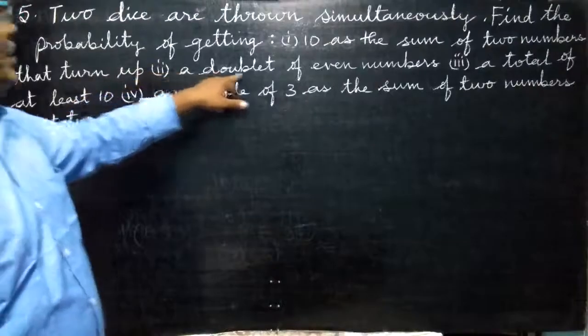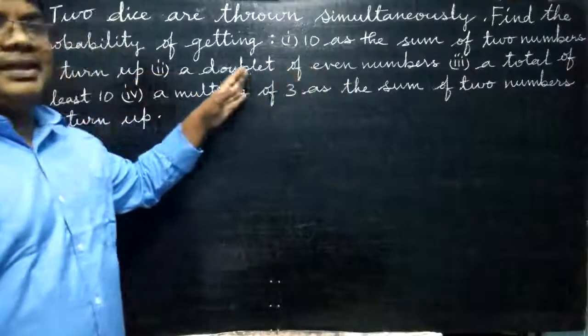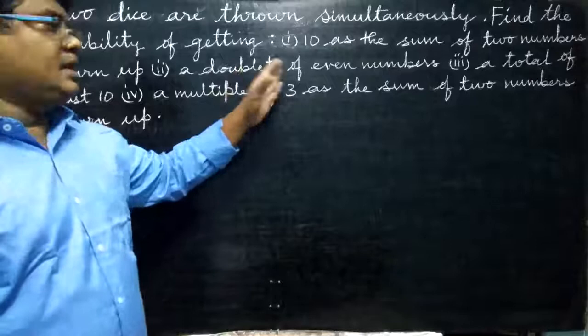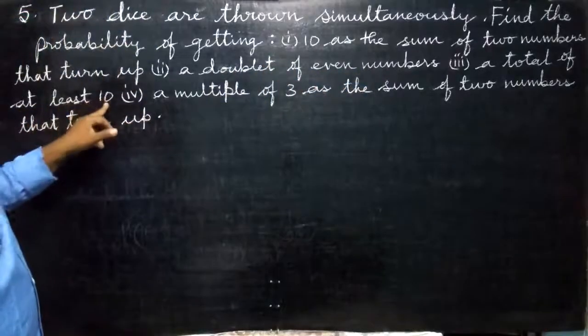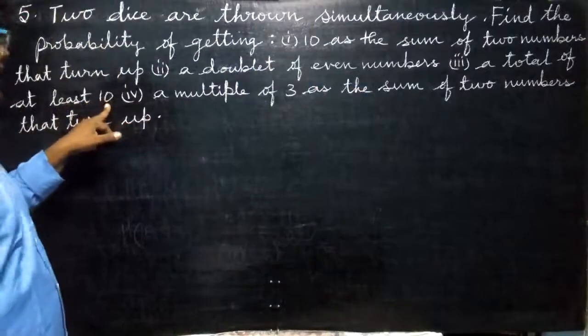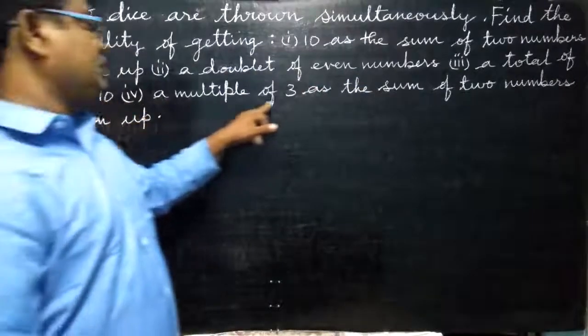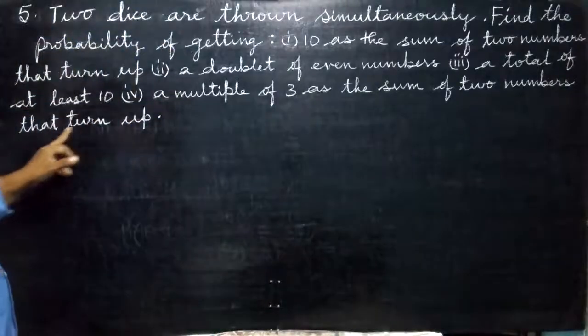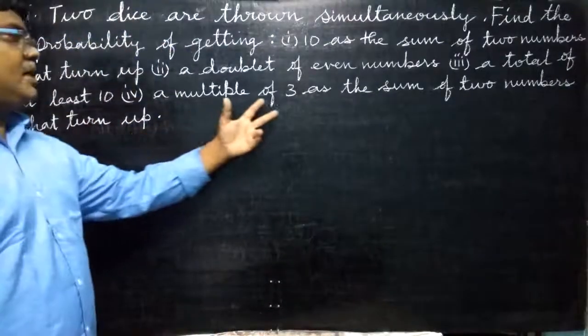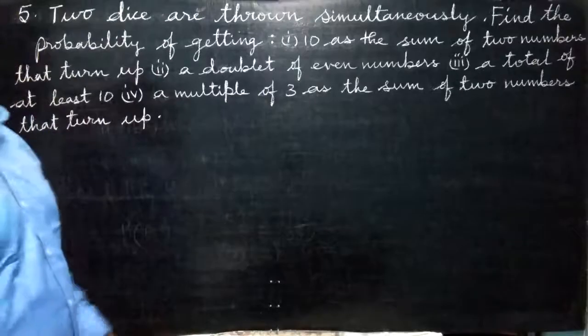Second one, a doublet of even number. Even numbers we know, both should be even numbers. And third one, a total of at least 10. Fourth one, a multiple of 3 as the sum of two numbers that turn up, means it should be a multiple of 3.